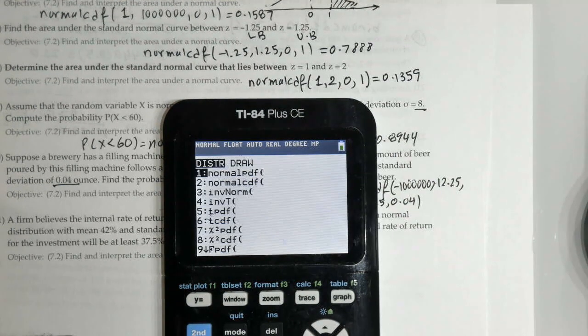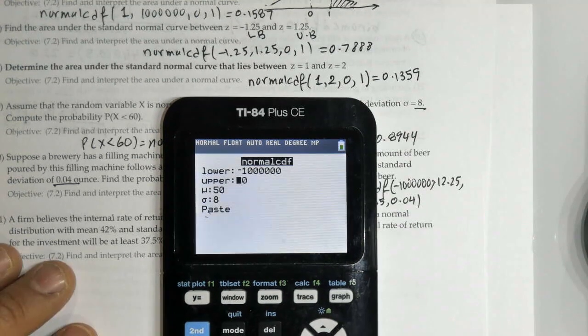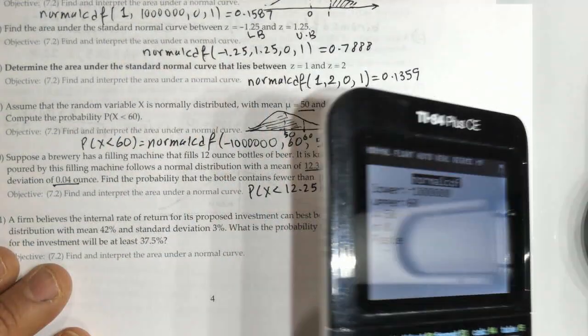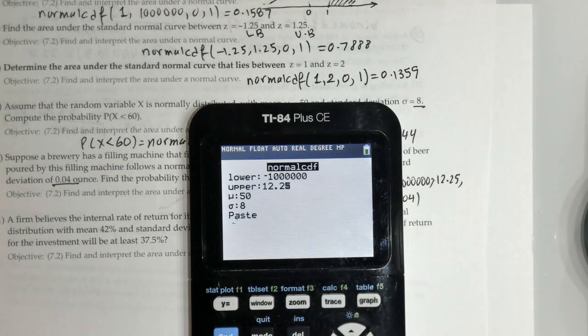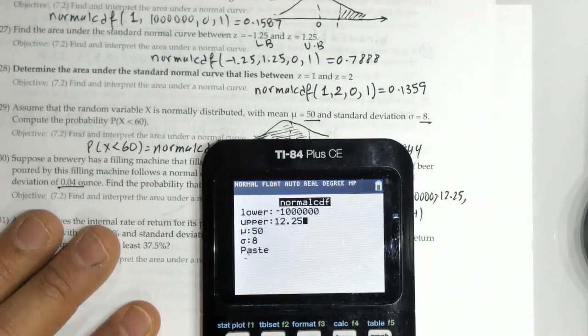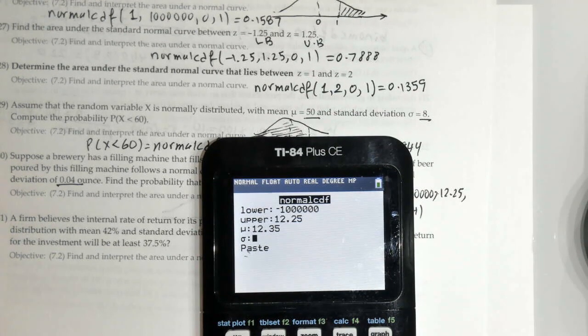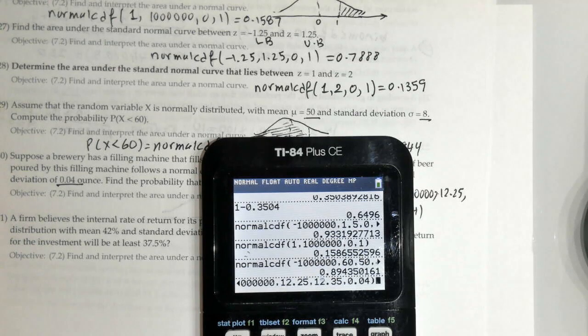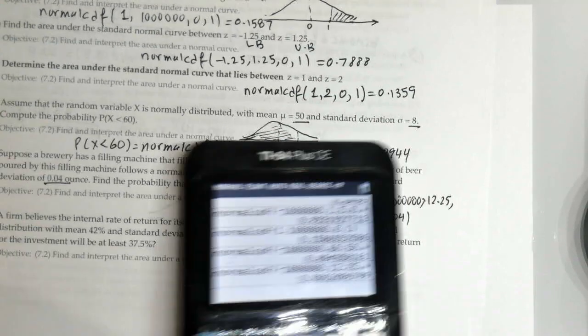Second, and distribute, normal CDF. Okay, I already have this. So I need to enter 12.25. And then I need the mean 12.35, and then 0.04. So it will be 0.0062.